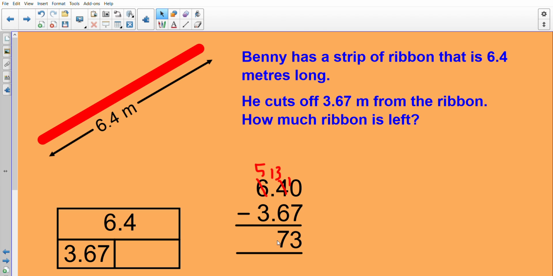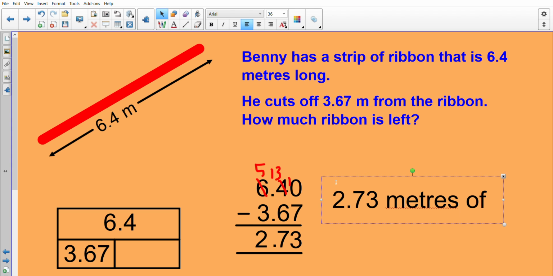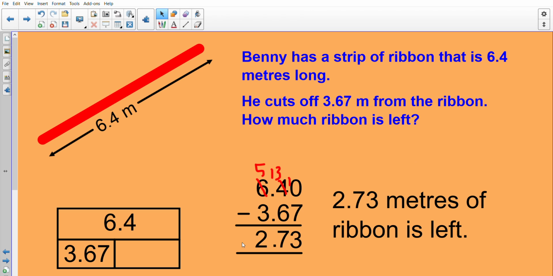Let's put our decimal point in now before we forget. Let's put it there, and then 5 take away 3 is 2. Okay, so remember it's a word problem, so how much ribbon is left? 2.73 meters of ribbon is left. If you want to be really careful, you could check your working out by doing 3.67 add 2.73, and it should come to 6.4. Okay, right. Let's crack on with our next question.